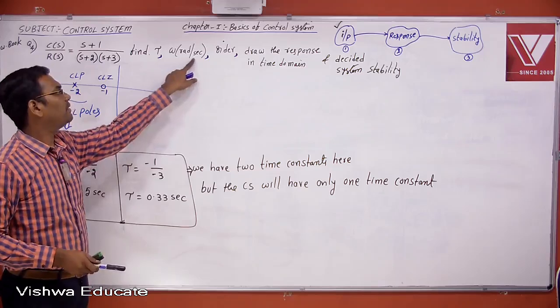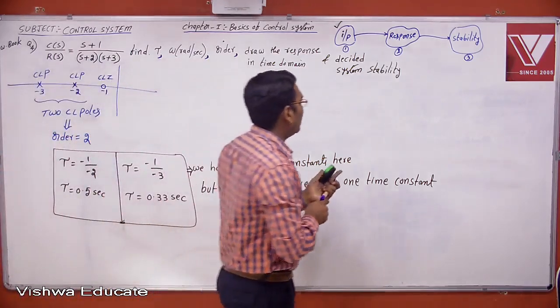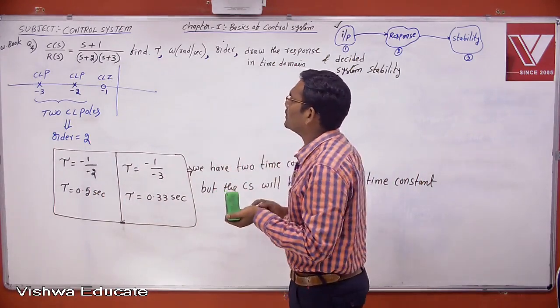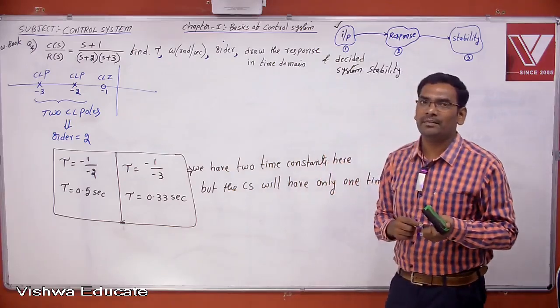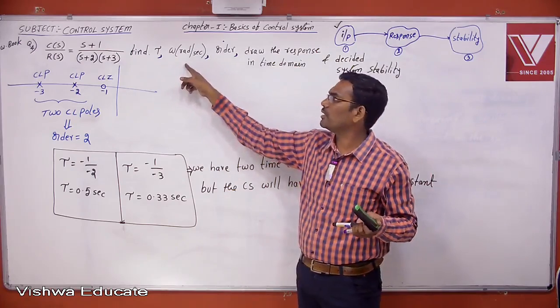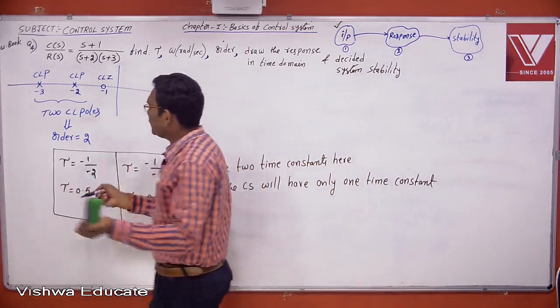Now for finding the frequency of oscillations, we have one shortcut method. Who will give the frequency of oscillation directly? The imaginary part will give the frequency of oscillation directly. Now, the imaginary part of the pole. See here, what is the imaginary part of the pole?